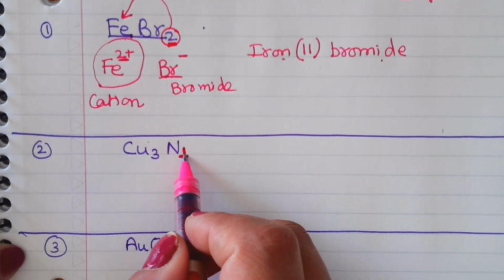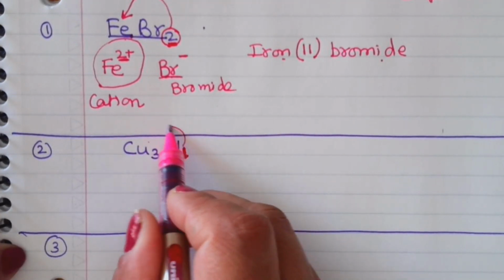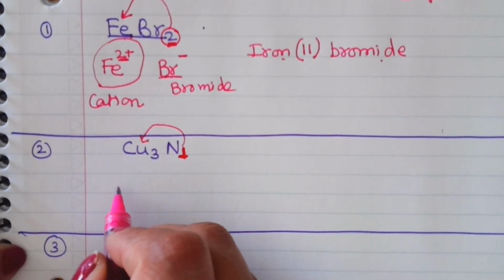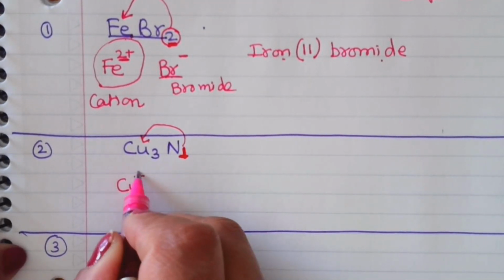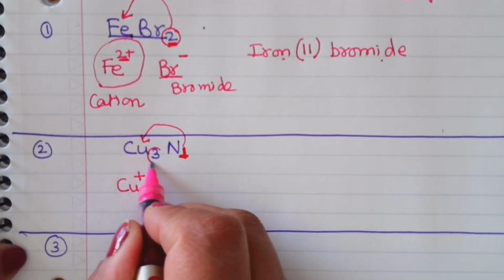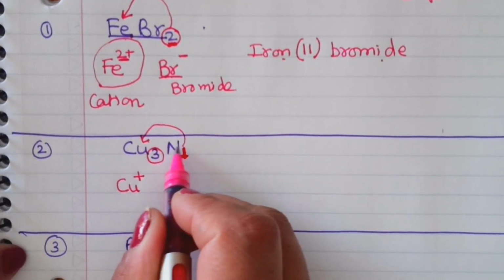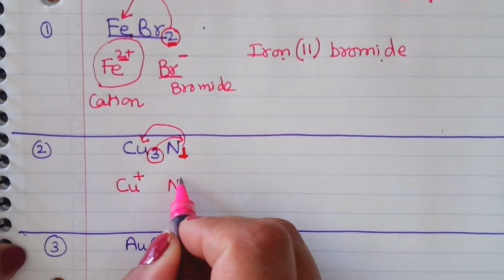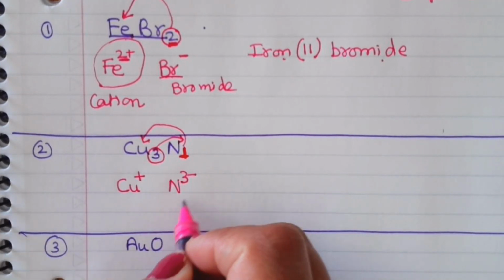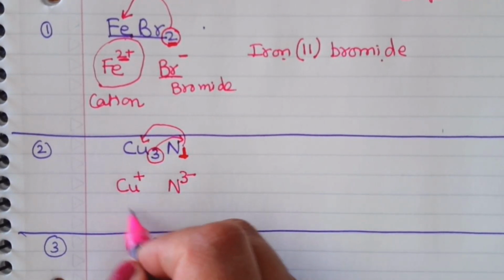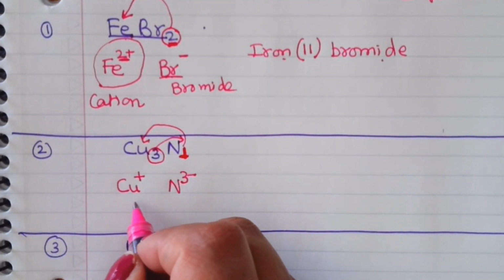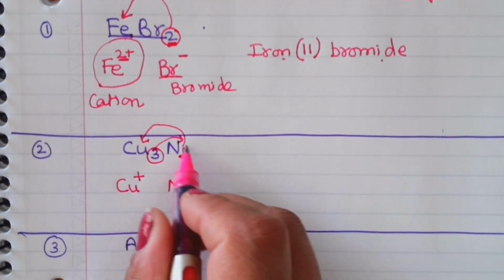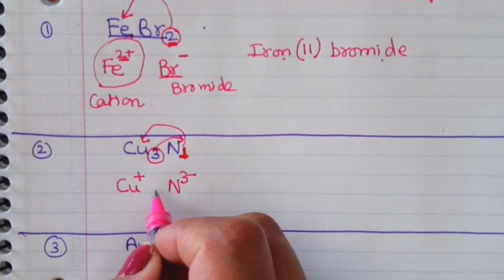So this is 1, right? So this charge is coming from the copper. So copper is 1 plus here, and this subscript is coming from the charge on the nitrogen, right? So nitrogen, we know that it makes 3 negative charge. So these are the 2 ions that this compound is made up of, right?